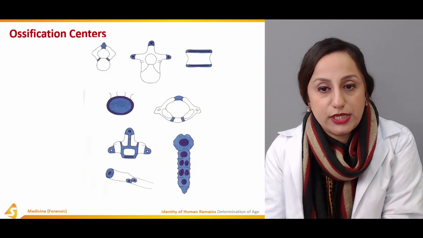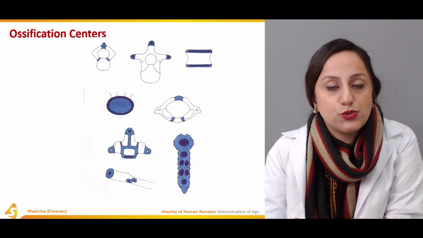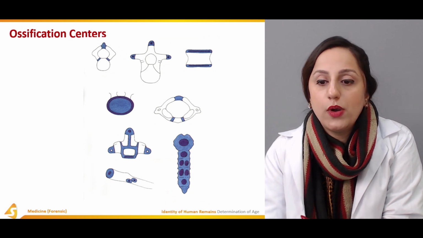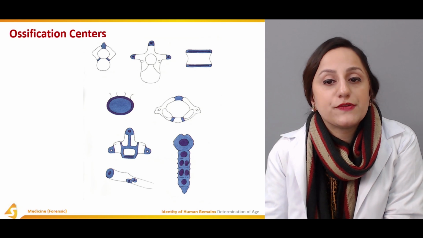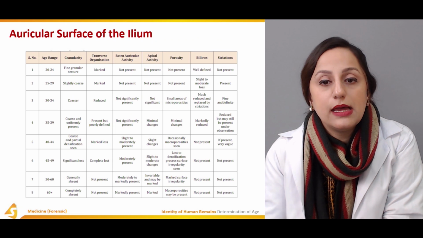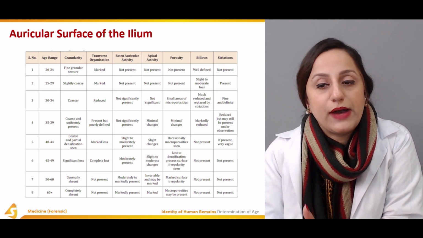Now, the ossification centers are the mainstay of estimating the age of an individual, and so they are of higher importance. This diagram shows the different ossification centers that come into play whenever we are aging the bones. Now, the auricular surface of the ilium. This is also again of high importance.